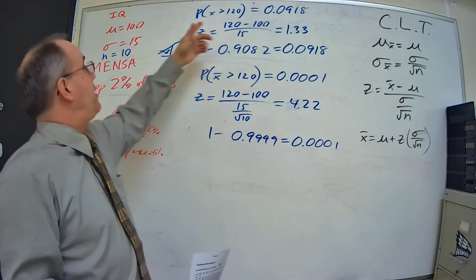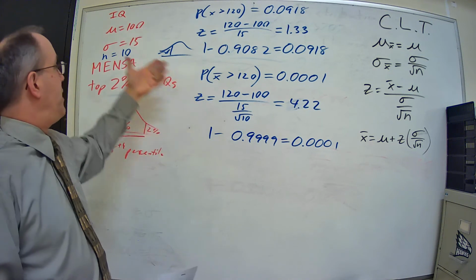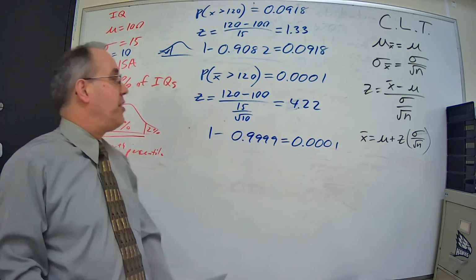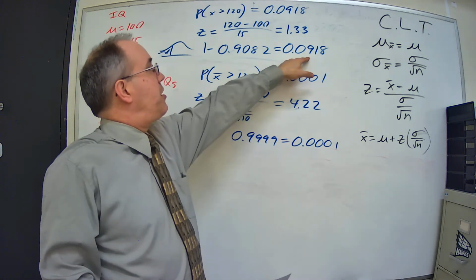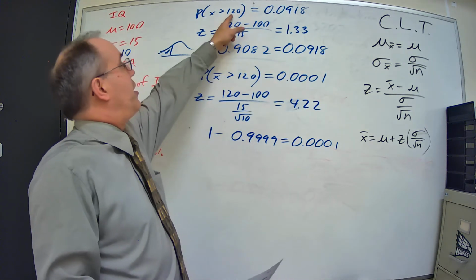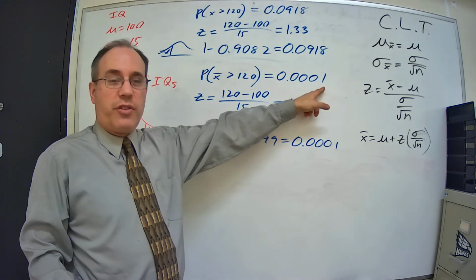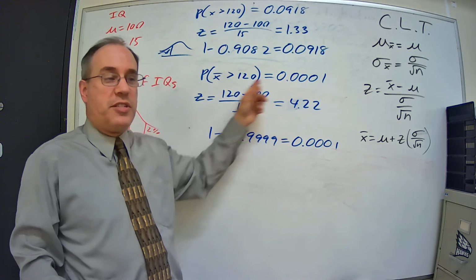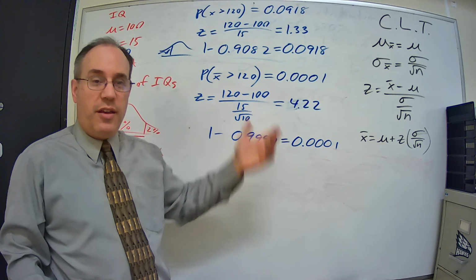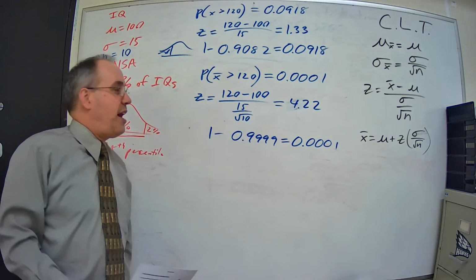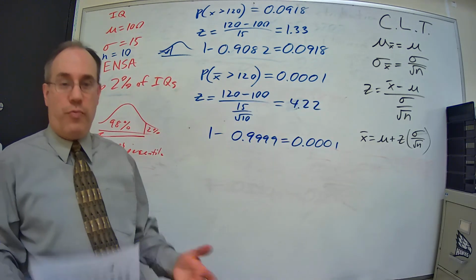Remember that our mean is 100. If we're taking a sample, we're centering that. So even though about 9% of the population has an IQ greater than 120, only 0.01% of the samples of 10 individuals would have an average IQ greater than 120.